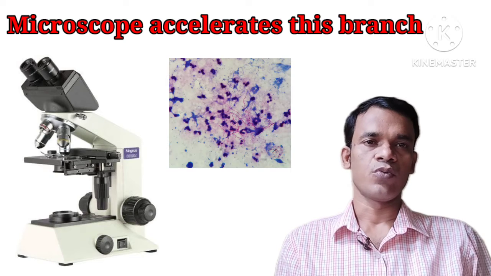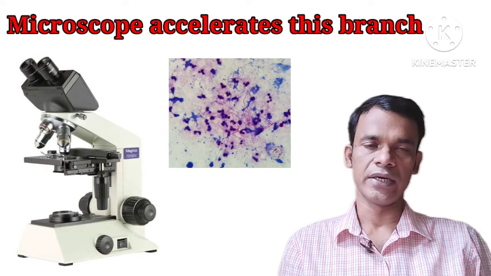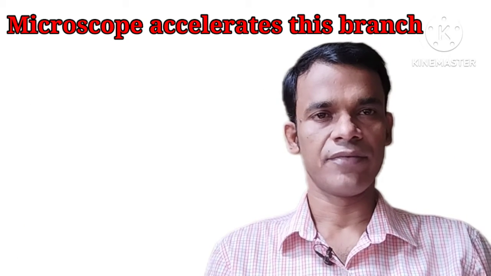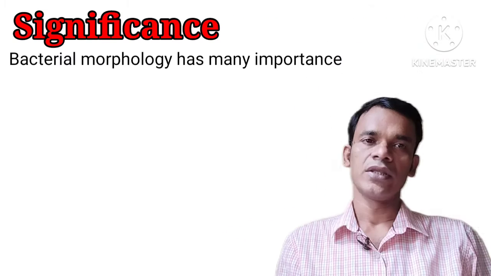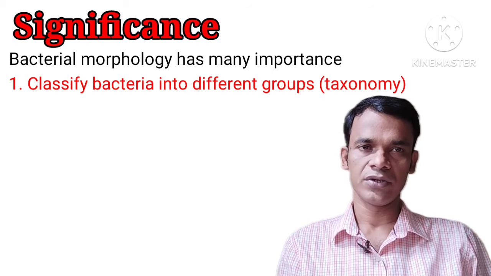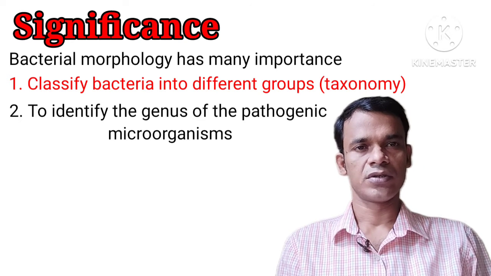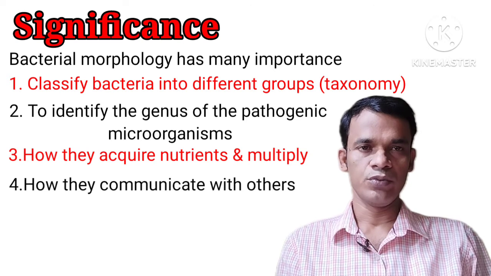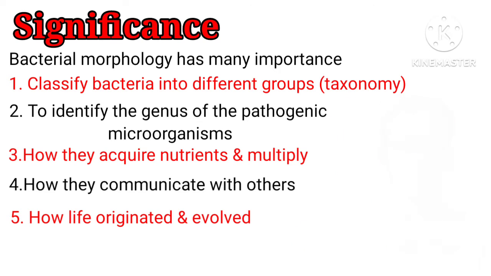As soon as the microscope and microscopy were developed, they permitted us to study microbes in great detail. Like their habitat, they are also unique in terms of size, shape, and arrangements. These three characters are called basic morphology. These basic properties are useful in many aspects, like to classify bacteria into different groups, to identify the genus of the pathogenic microorganism, how they acquire nutrients and multiply, how they communicate with the group, and it gives us a clue regarding how life evolved on this earth.